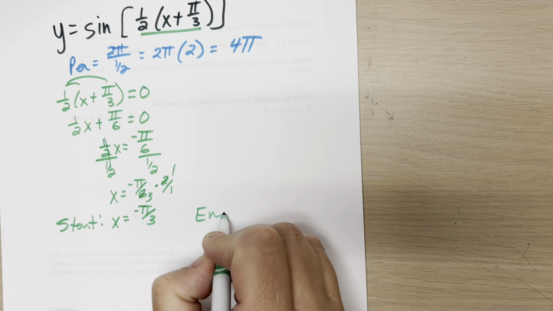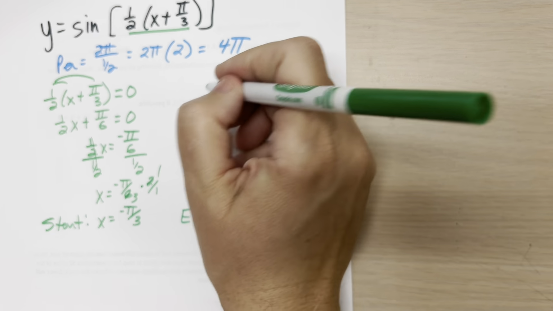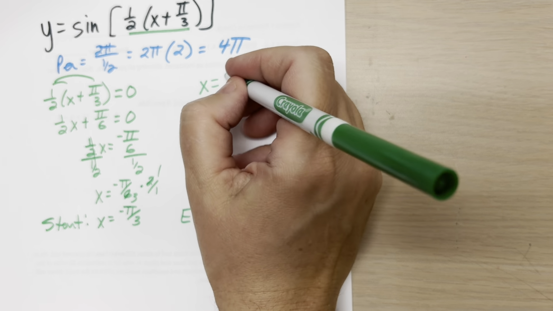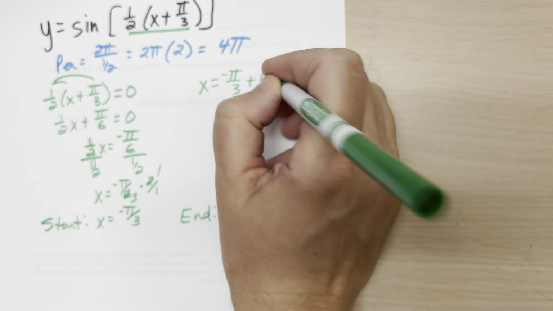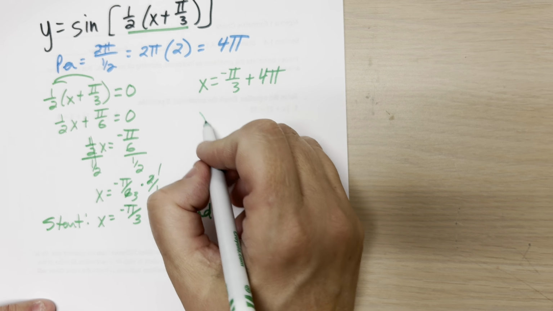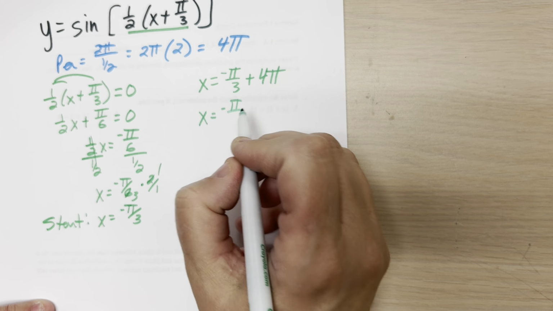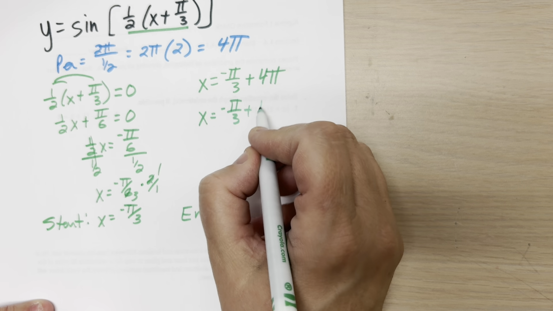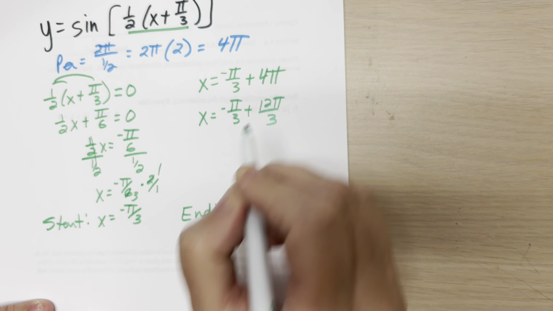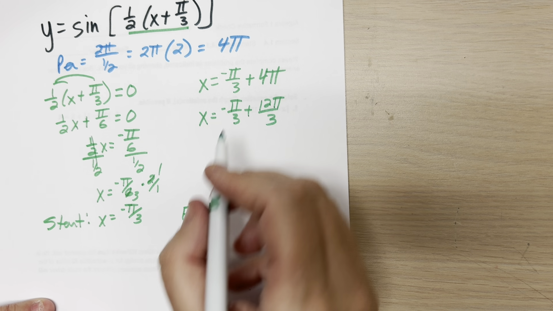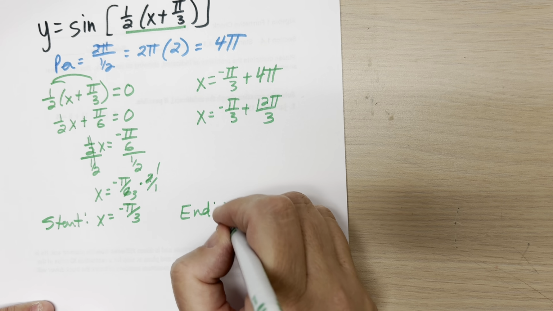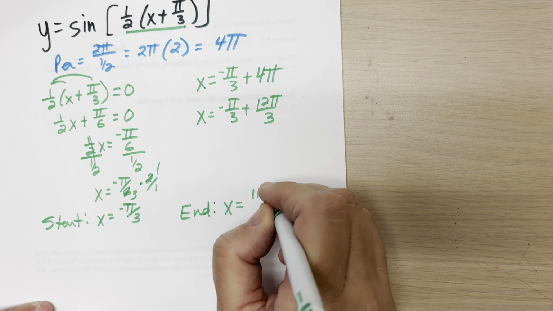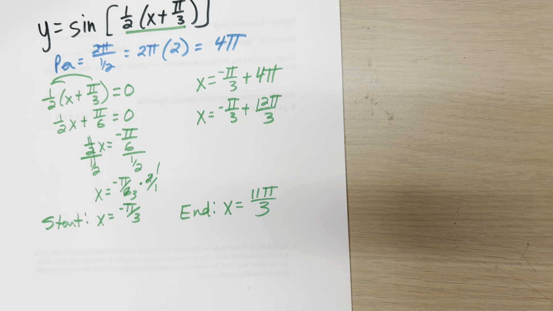And then we've got to find our end point by using our start point plus the period of 4 pi. So we need a common denominator. I've got negative pi over 3 plus 12 pi over 3. 12 divided by 3 is 4. Negative 1 and positive 12 is 11. So this is going to end at 11 pi over 3.